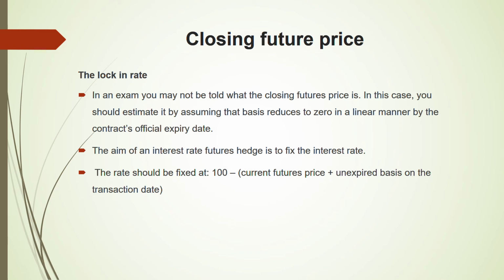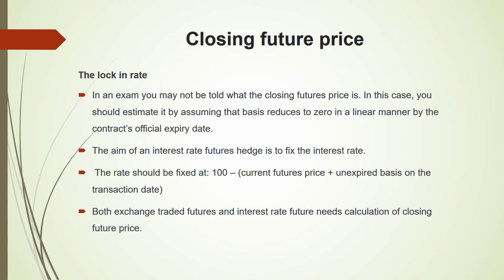Okay. But in the currency rate, when we calculated the closing future price, there was nothing to minus from 100. Okay. We just took current future price plus unexpired basis. There also it is the same thing. Here also it is the same thing, but we minus it from 100. Here, both exchange traded future and interest rate future need calculation of closing future price. Yes, under both.